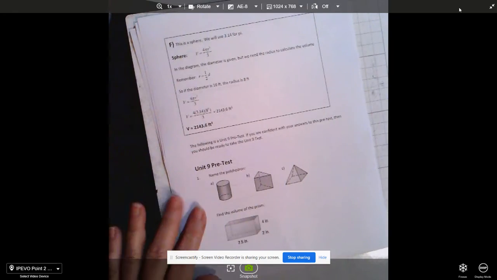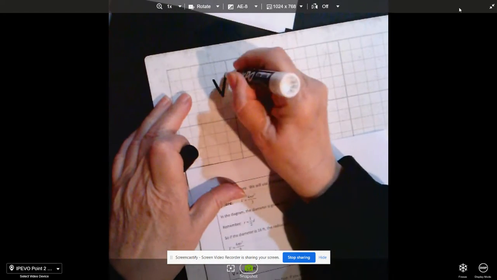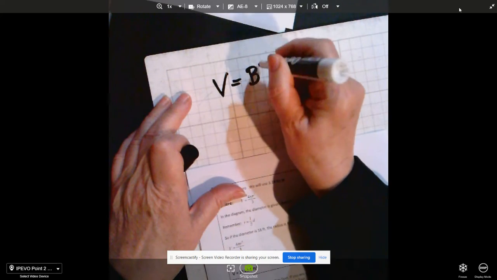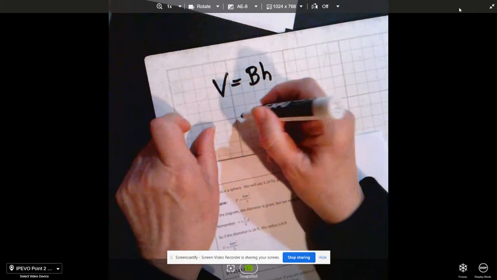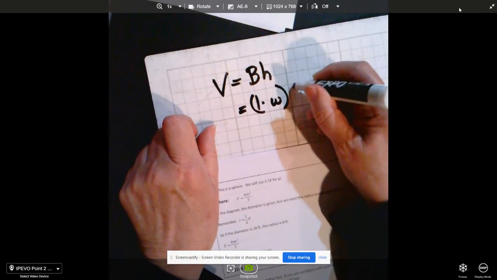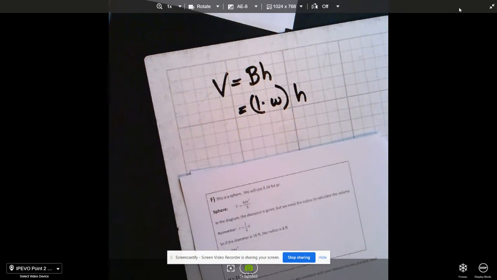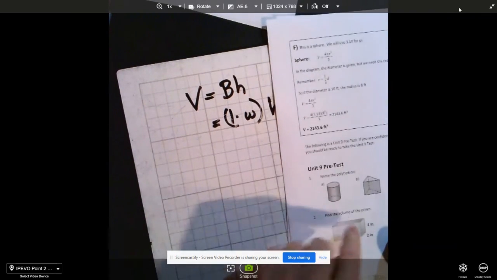So this says find the volume of the prism. So once again, you need to know what the volume of a prism is. If you remember, it's area of the base times the height. But because the base is a rectangle, the area is length times width of the rectangle times the height of the whole prism.